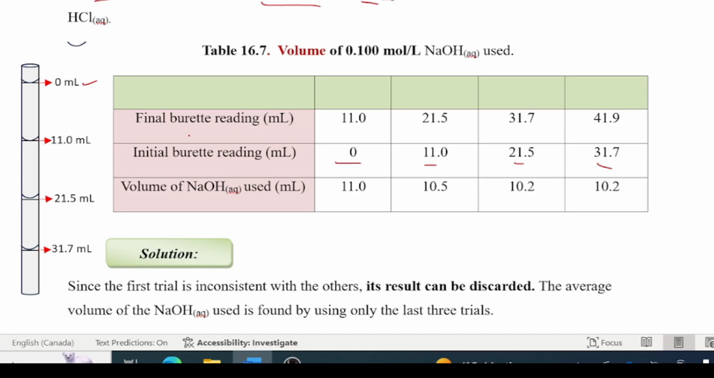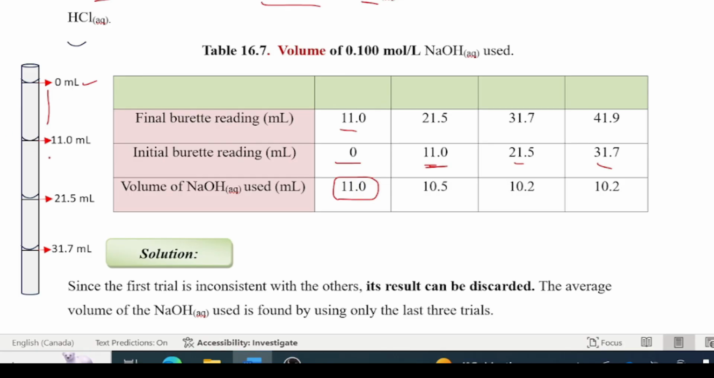Then after you finish the first titration, you read off the volume of sodium hydroxide. That is the volume you've used in the first titration, and you get that by taking 0 and subtracting it from the final reading for this first titration. And that's the volume of sodium hydroxide you use in the first titration. Now, your second titration is starting at 11, so that becomes your initial reading for the second titration.